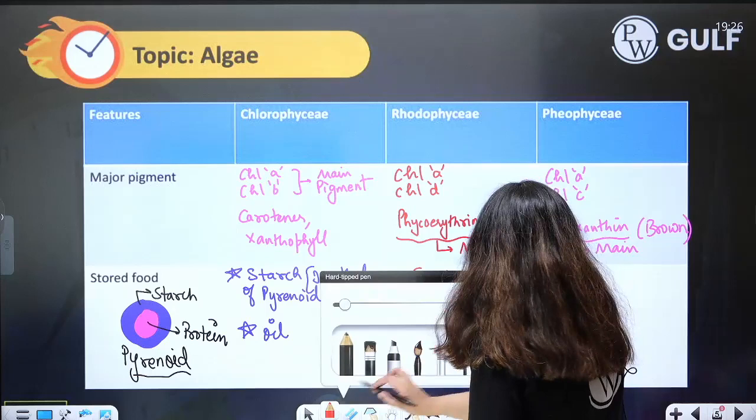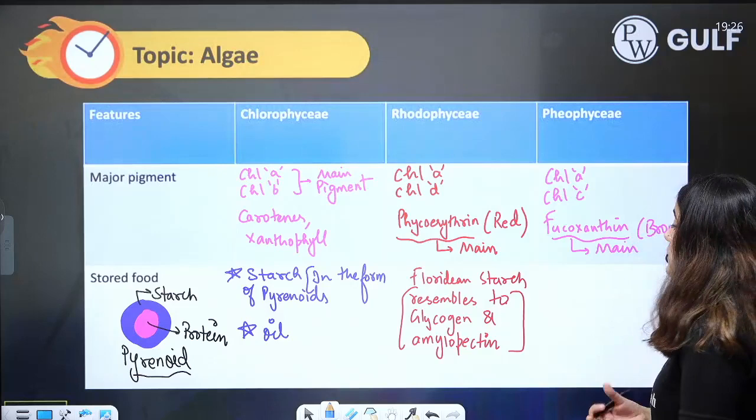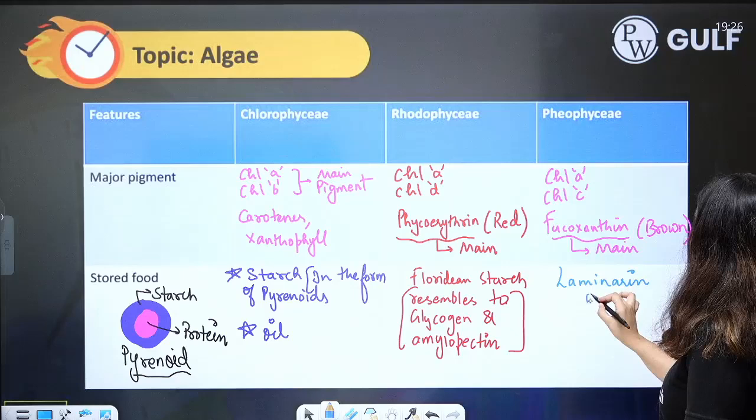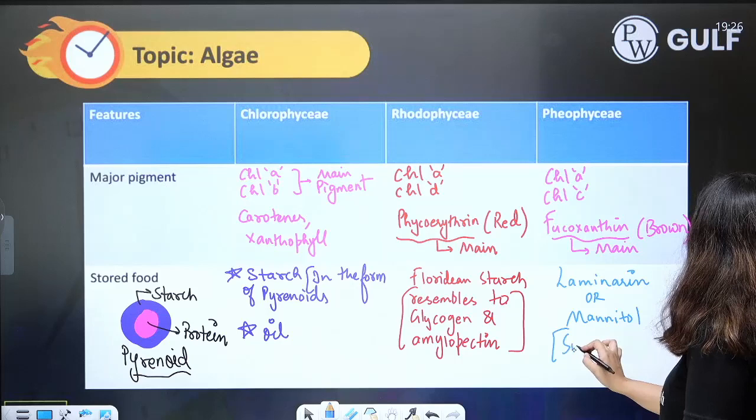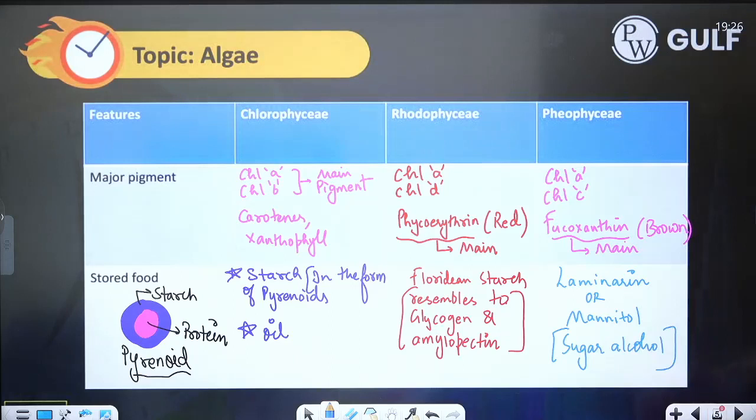Let's talk about brown algae, beta. In brown algae, it is laminarin or mannitol, which is nothing but sugar alcohol. So the cells of brown algae store food in the form of sugar alcohol. So these are the pigments and the food present inside the cells of green algae, red algae and brown algae.